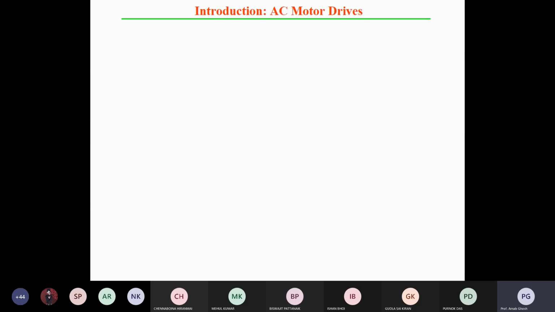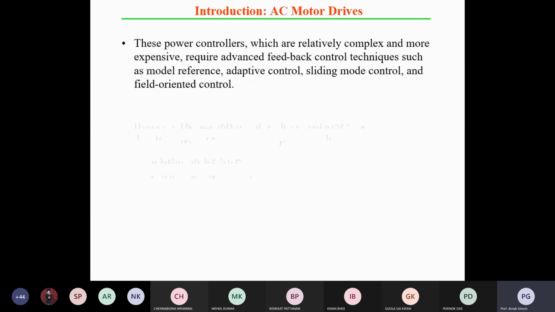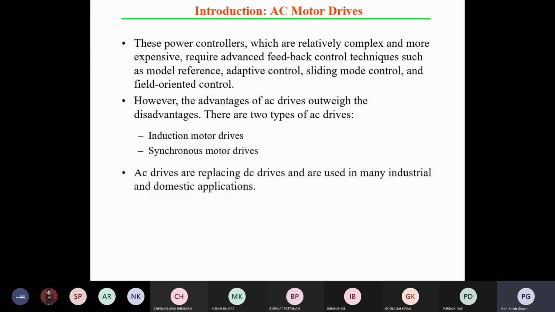All other points are there. So what are the important points? These power controllers, or power converters, are relatively complex and more expensive, and require advanced feedback control techniques such as model reference adaptive control, sliding mode control, and field oriented control. In all those cases, the control strategy depends upon your environmental behavior. Adaptive control means, for example, the heating of the motor suddenly increases.